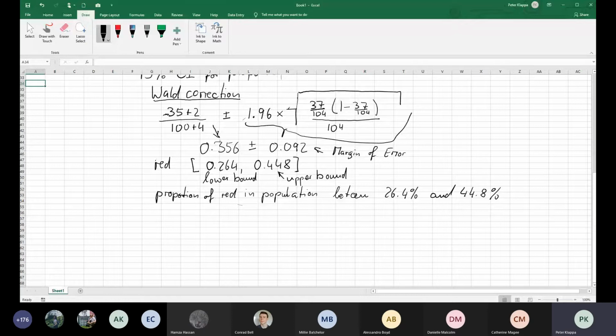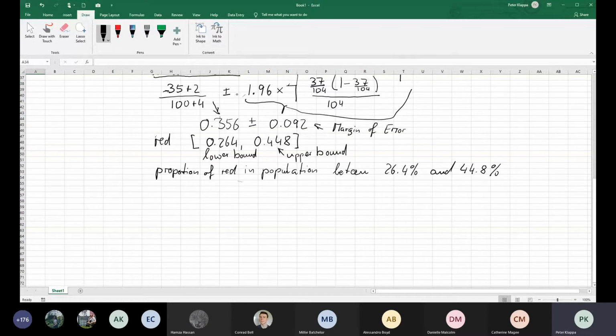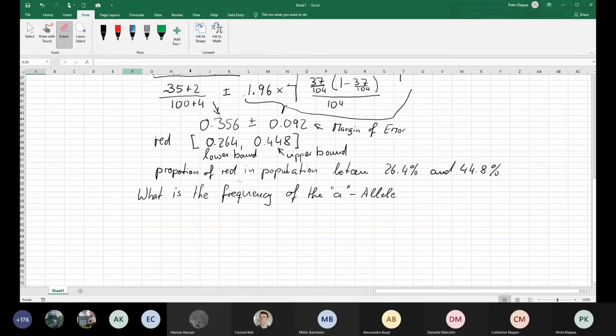Now, of course, we can move a little bit further with that. We can, for example, ask, what is the frequency of the A allele in the population? Let me write this down. We are not yet there with the Hardy Weinberg, but you are absolutely right. We will come to that in a moment.